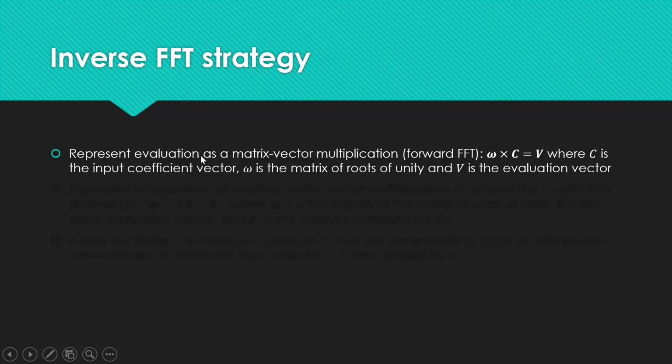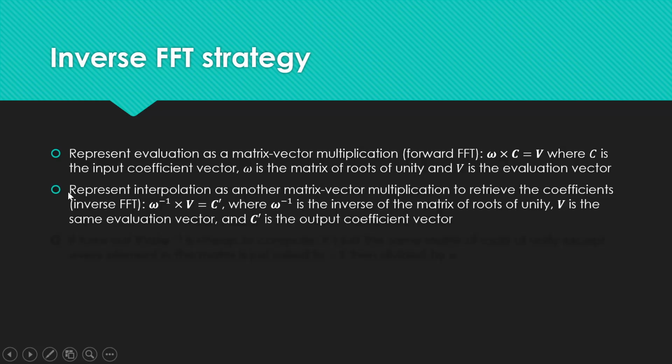We represent evaluation as matrix vector multiplication. This is our forward FFT, in which we have this equation. So matrix omega times c vector equals v vector, where c is the input coefficient vector and omega is the matrix of roots of unity and v is the evaluation vector.